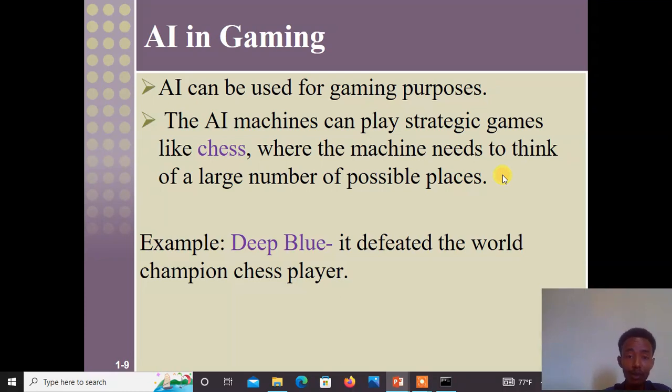So the game also is a very important area that is expected to apply artificial intelligence technology. For example, if you consider, artificial intelligence can be used for gaming purposes.